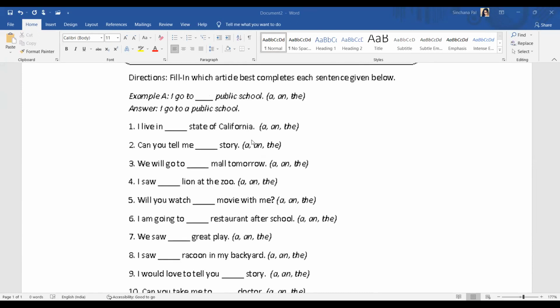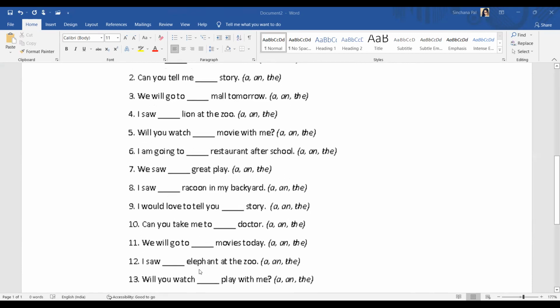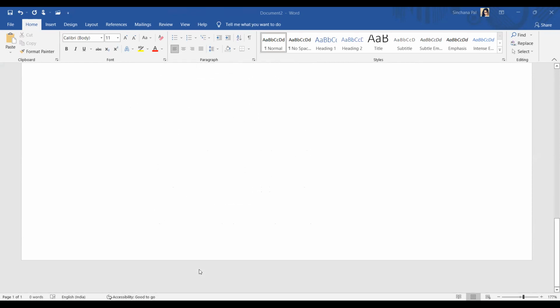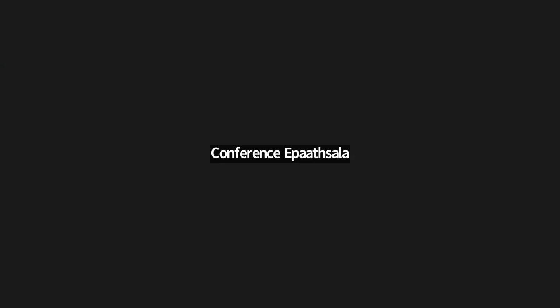We saw a great play. I saw a raccoon in my backyard. I would love to tell you a story. Can you take me to the doctor? We will go to the movies today. I saw an elephant at the zoo. Will you watch a play with me? So like this, you have to do.